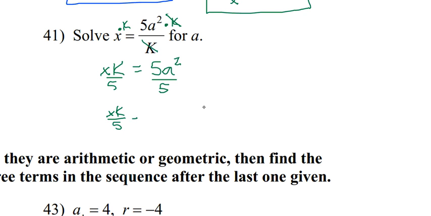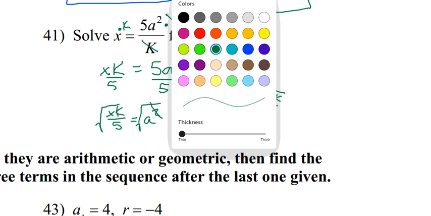xk divided by 5 is a squared. Then we're going to take the square root of both sides. Get a equals square root of xk over 5. And that's our answer. All right, real quick, when does this come up?